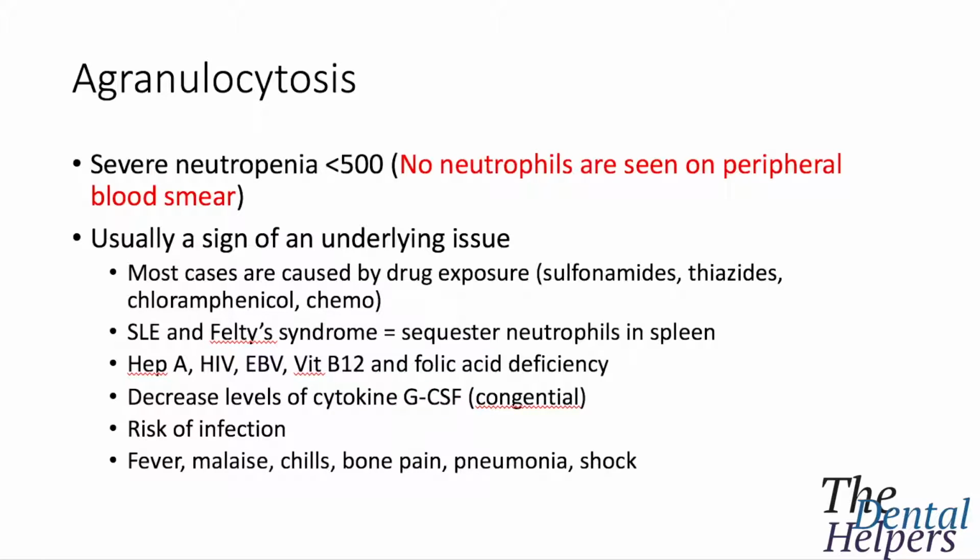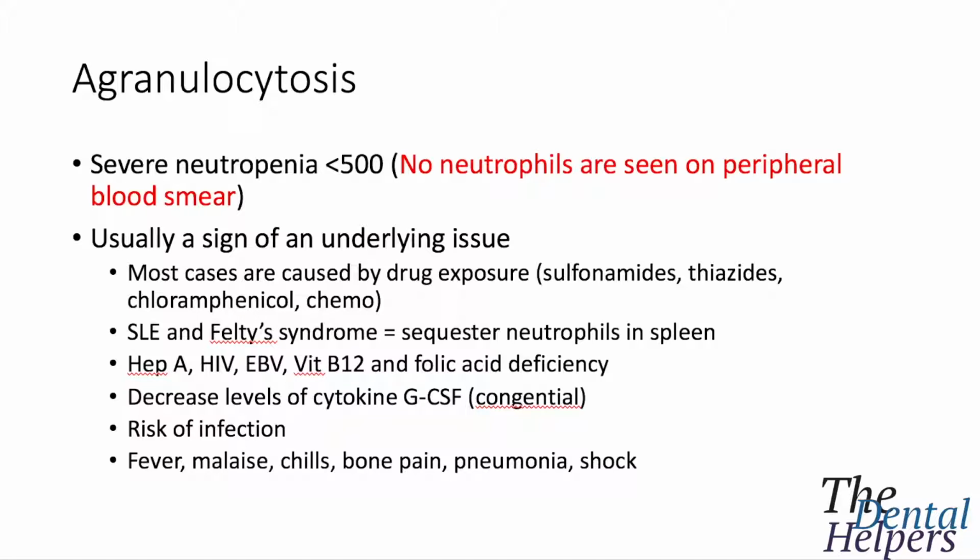Agranulocytosis, it's a severe neutropenia, meaning that you have less than 500 neutrophils. Ideally, in a normal situation, you're going to have 3,000 to 6,000 neutrophils, so this is a lot less. And it's usually a sign of an underlying issue. So in most cases, it's associated with a drug a patient's taking causing their neutrophil counts to drop.